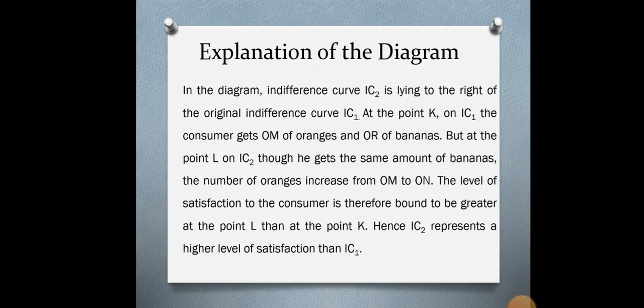This is almost the same explanation that we talked about. Seeing the diagram, I already explained it there. The level of satisfaction to the consumer is therefore bound to be greater at point L than at point K. Hence, IC2 represents a higher level of satisfaction than IC1.